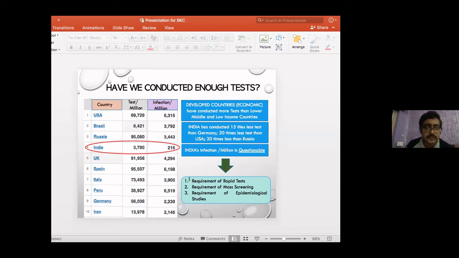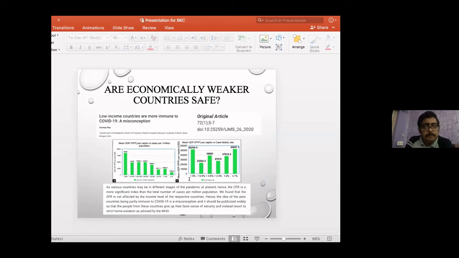I will move to the next part of the presentation, where it is anticipated by various people that economically weaker countries are safer than the developed countries. Because we can see the topmost countries affected with COVID-19 are mostly the higher countries in terms of economy, or the developed countries. But the answer is absolutely no.